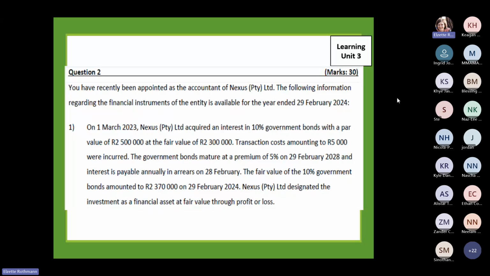Okay, so first of all, we have to do journals for the 2024 year. Okay, so the first journal we're going to do will be on the 1st of March, okay, when they acquired the interest. Then remember, the important part is the fair value. So this will be a financial asset. The fair value is 2.3 million. Then transaction costs will be separate, 5,000 Rand. And then we'll credit bank. Okay, they don't really tell you whether it was paid or not, but you'll probably always assume that it is paid. So then we credit bank.